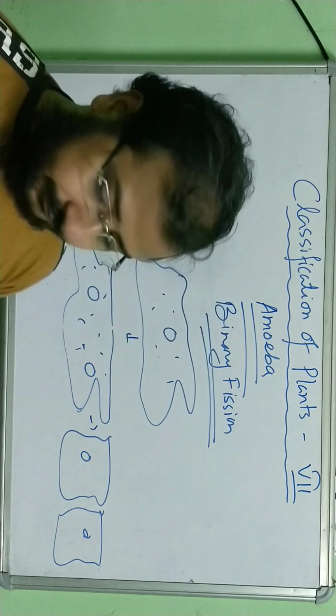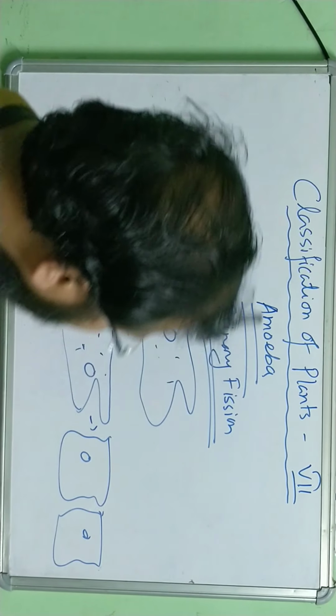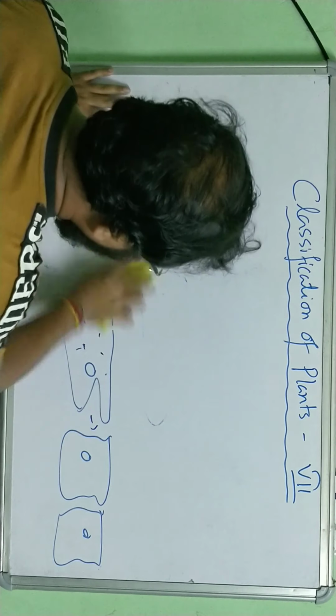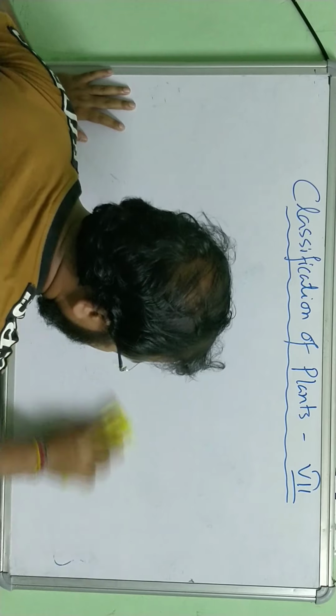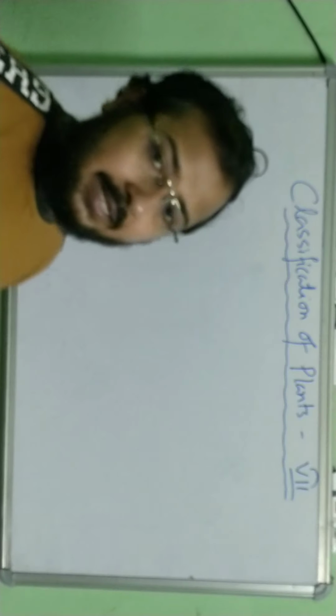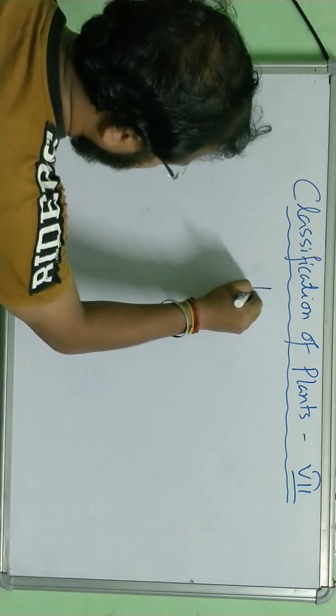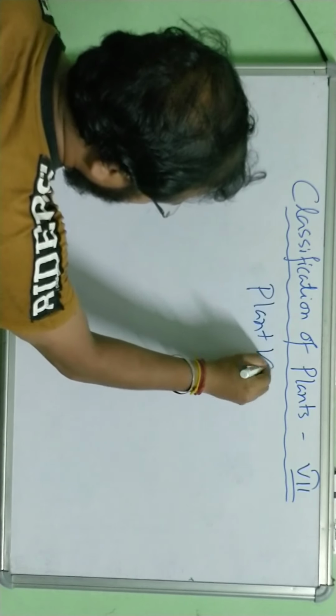So now, next in this classification chapter is the plant kingdom. Okay, the plant kingdom.